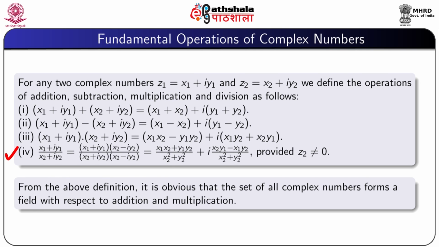And number 4, division: x1 plus i y1 by x2 plus i y2 equal to, we can write, x1 plus i y1 into x2 minus i y2 by x2 plus i y2 into x2 minus i y2, that is equal to x1 x2 plus y1 y2 by x2 square plus y2 square plus i into x2 y1 minus x1 y2 by x2 square plus y2 square, provided that z2 is not equal to 0.